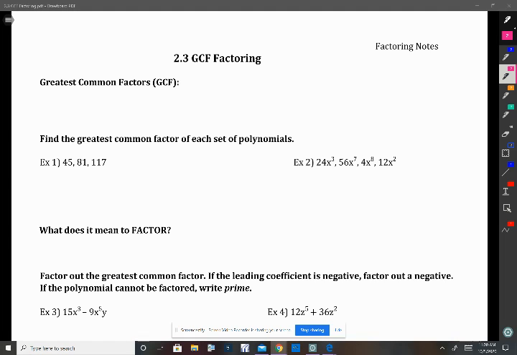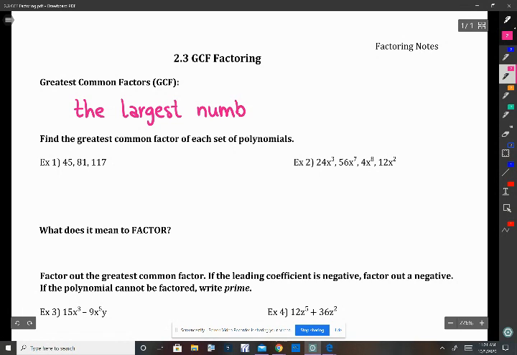So as we look at 2.3, which is greatest common factor of factoring, we just have to remember what a greatest common factor is. So remember, that's the largest number and or letter that divides evenly into each term. Oh, I forgot to write divides.